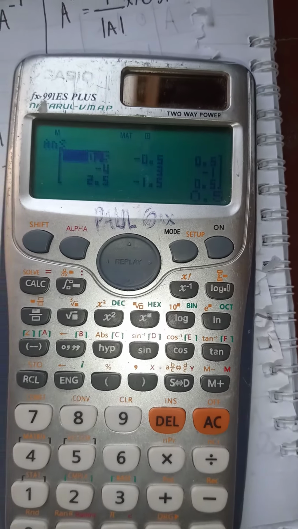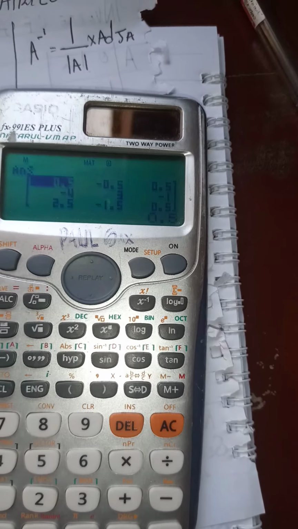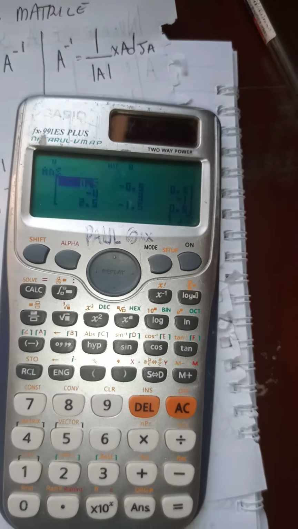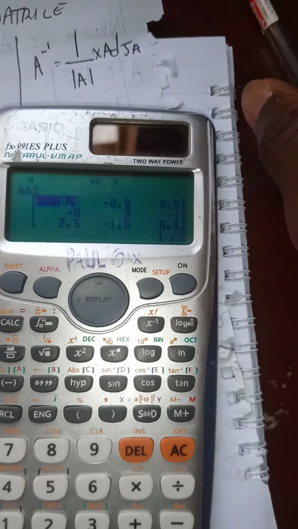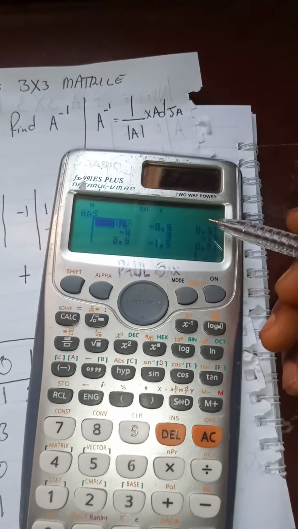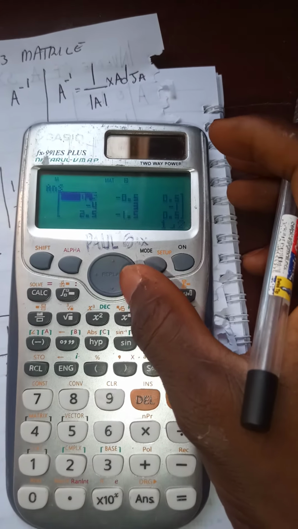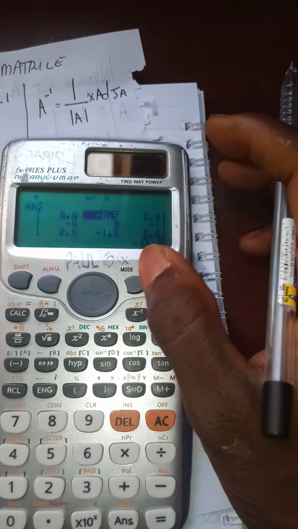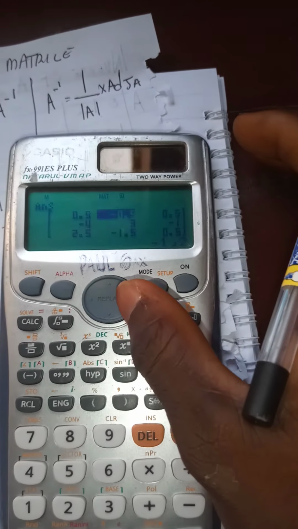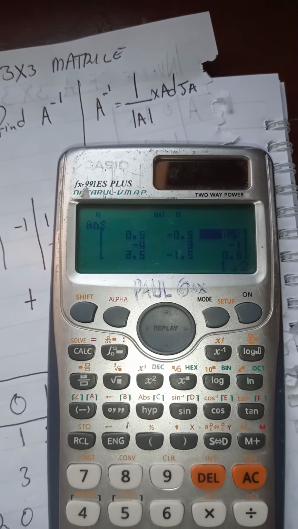But our answers are in the form of decimal points. So you press SD. You have 1 over 2 as the first one. So you move to the other one and you press SD. You have minus 1 over 2. You move to the other one, you press SD. You have 1 over 2.